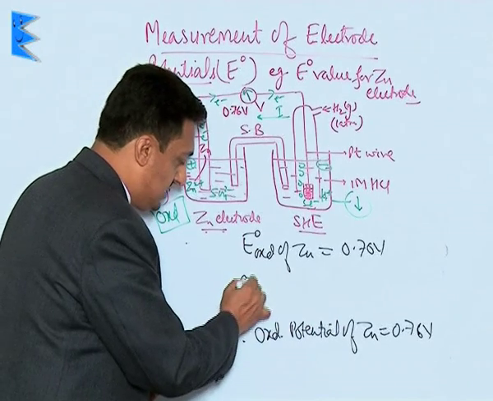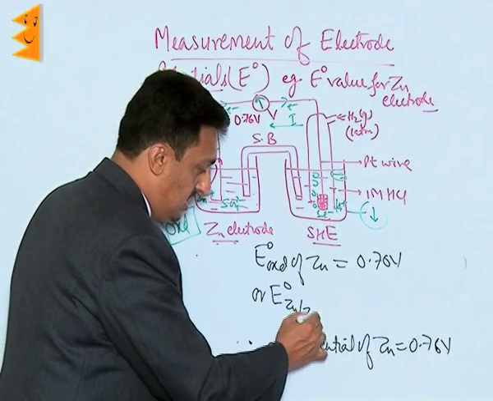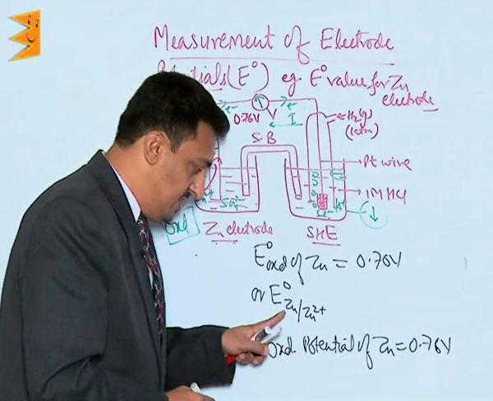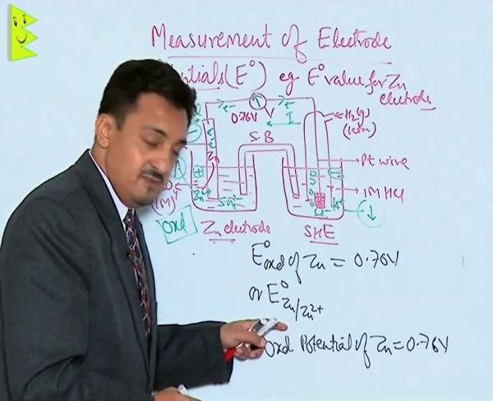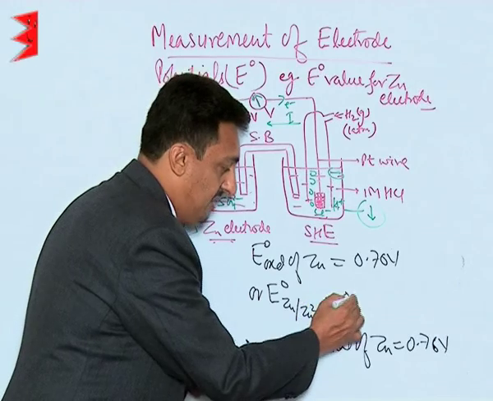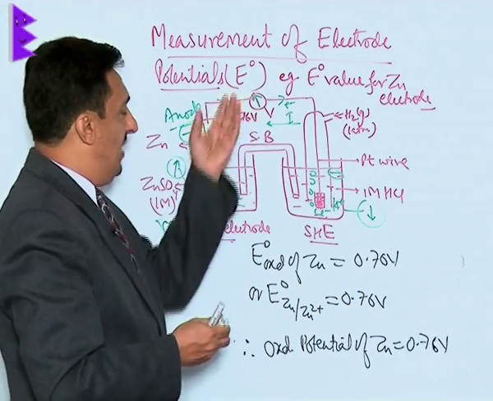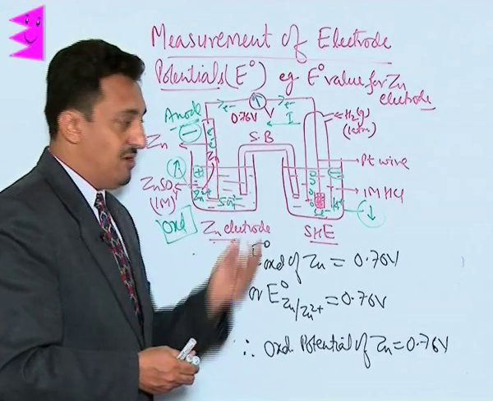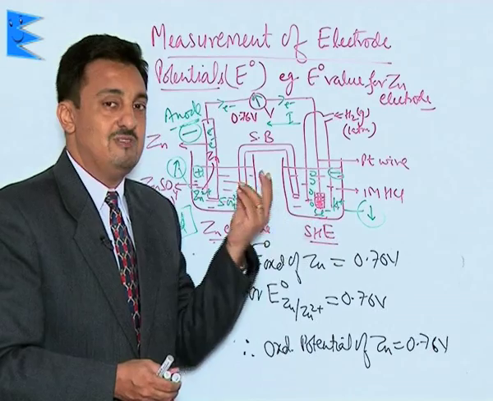Or we can write the same thing as zinc changing into zinc ions. This zinc oblique zinc ions are written in subscript, and this indicates it's undergoing oxidation and its value is 0.76 volt. Why has the whole of the value's credit been given to the zinc? Because already we have assumed the value of the hydrogen electrode to be 0.